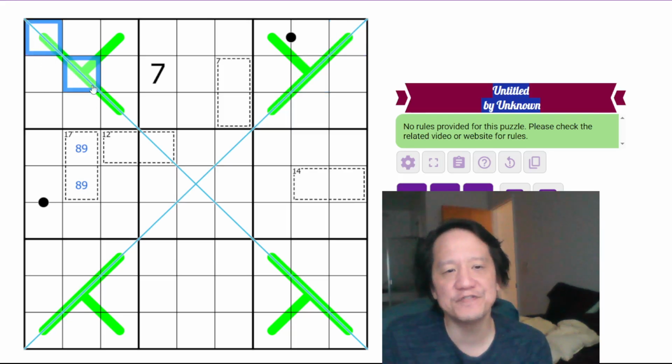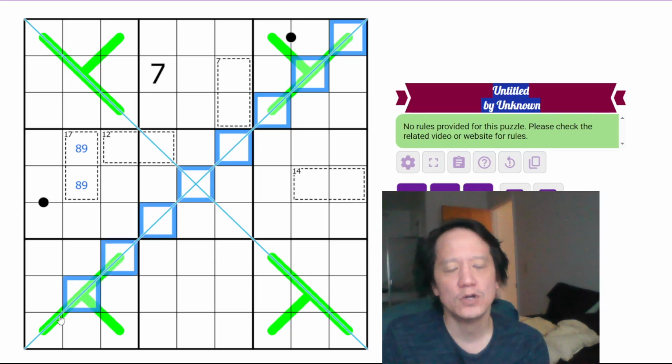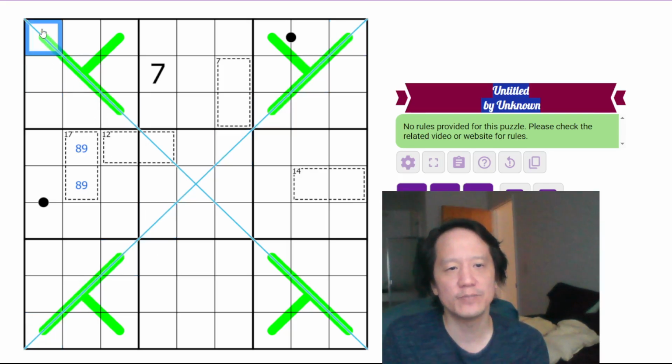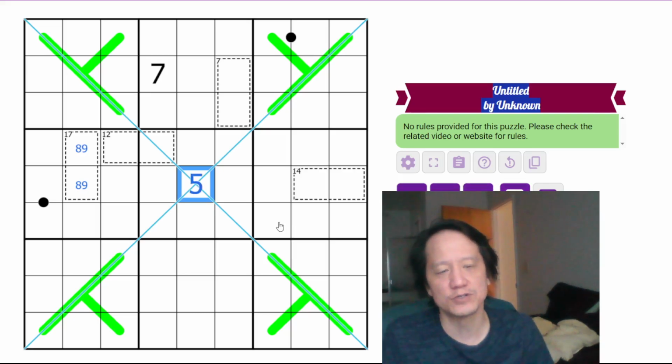Therefore, we know 5 has to be on this diagonal, and we know 5 has to be on this diagonal. Well, where's the only place it can be on the diagonals? Can't be here, so 5 can't be here. So 5 must be one of these 3 digits. 5 can't be here, 5 can't be here, so 5 has to be one of these 3 digits. Well, the only one that fits both is here, so this is 5.